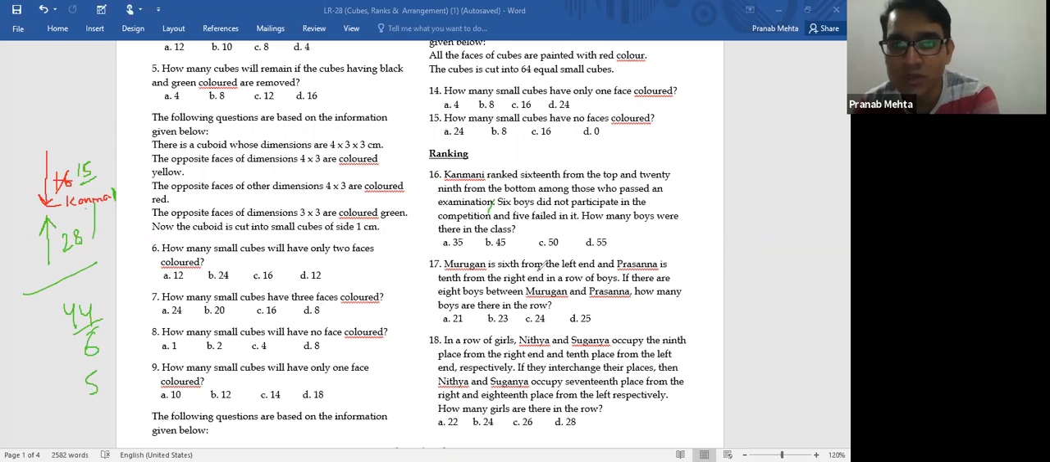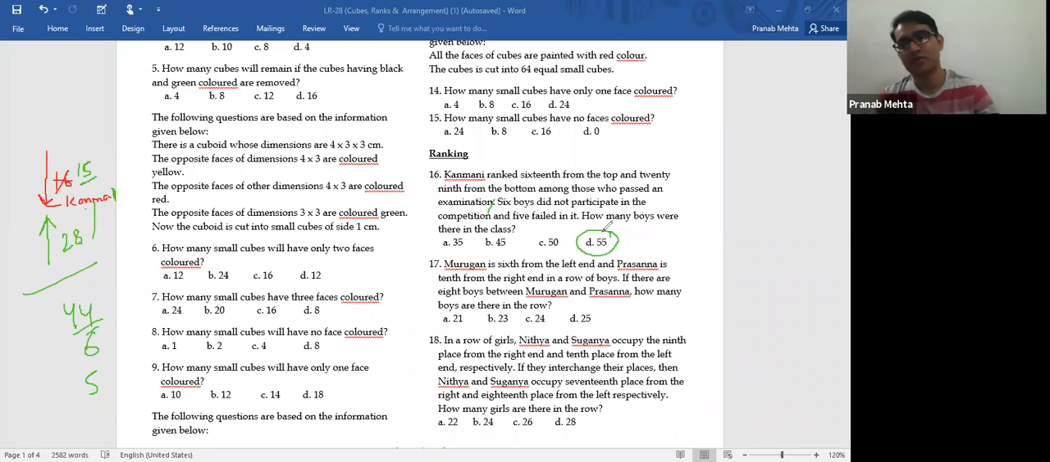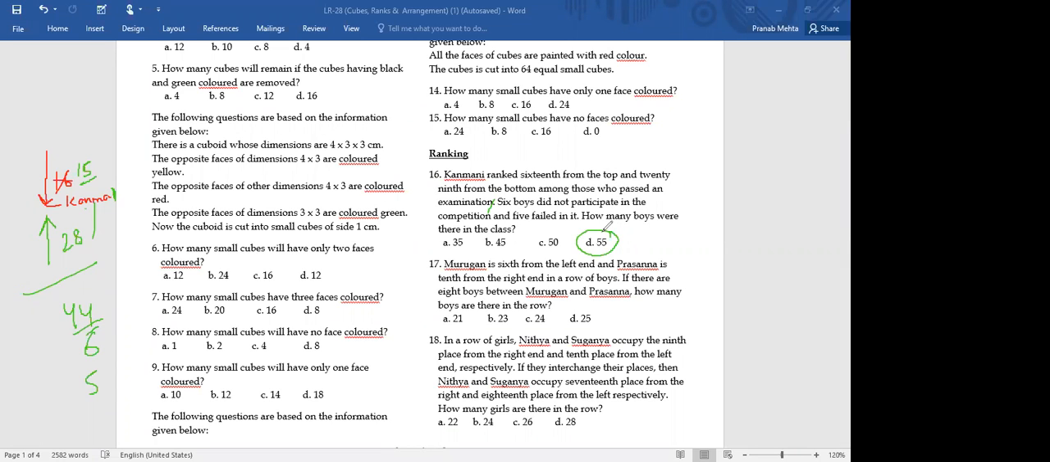So in total, how many boys were there in the class? 44 plus 6 is 50, and 50 plus 5 is 55. Just check it out and tell me if you have any doubt. If you have a doubt, please ask me. If you don't have any doubt, we'll proceed.